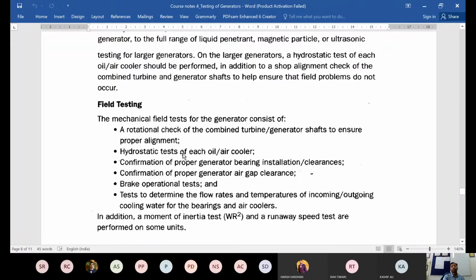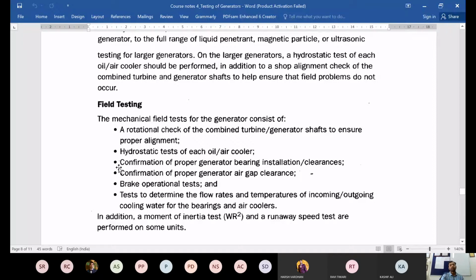When you put it in the field and connect it with the turbine shaft, proper alignment should always be ensured. Then hydrostatic tests of each oil or air cooler, confirmation of proper generator bearing installation and clearances, confirmation of proper generator air gap clearance, brake operational tests, and tests to determine the flow rates and temperatures of incoming and outgoing cooling water for the bearings and air coolers. And in addition, a moment of inertia test and a runaway speed test are performed on some units. So those are all the mechanical tests.